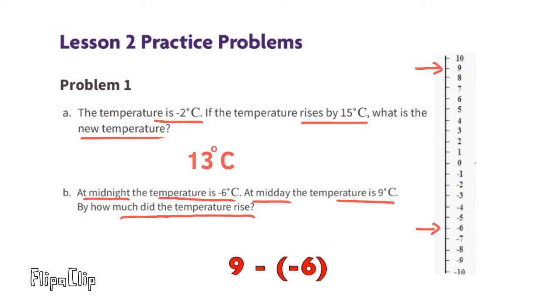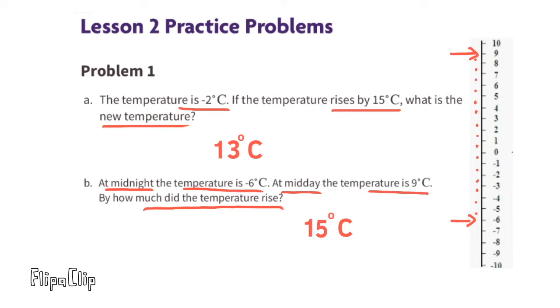Negative also means the opposite of, so I'd like to look at this as 9 and the opposite of negative 6. Since the opposite of a negative is a positive, we can look at this as 9 plus 6. And 9 plus 6 is 15. So the temperature changed 15 degrees Celsius.